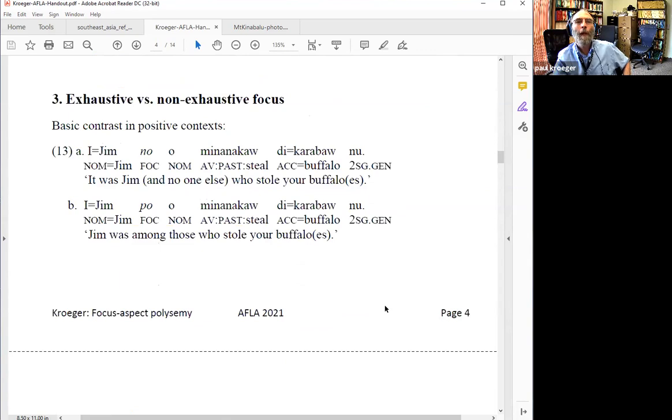Now let's look more closely at the exhaustive and non-exhaustive focus readings. Here's a minimal pair in 13A. Jim no is the one who stole your buffaloes, or Jim po is the one who stole your buffaloes. With no, it implies it was Jim and only Jim who was stealing the buffalo. With Jim po, it's saying that Jim was involved, but others might have been involved and others may have taken some buffalo too.